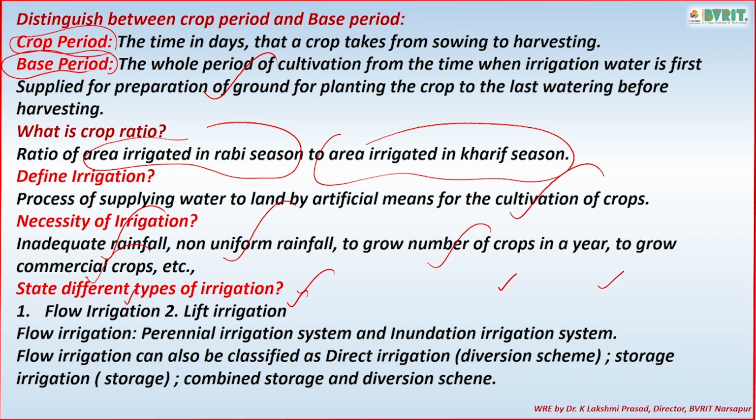Then in flow irrigation there are different systems, perennial irrigation and then inundation irrigation. And flow irrigation can be classified also. One is direct irrigation. That means for a river, we construct a structure like a diversion structure, like a weir or barrage, and then take a canal from it and supply water to the irrigation fields. Or storage irrigation. So we construct a dam across a river, and from the dam we create a reservoir, and from the reservoir we take water into the canals and supply water to the irrigation fields. And combined storage and diversion works.